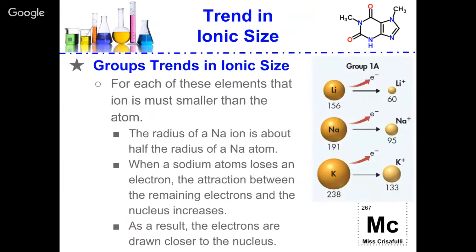So let's talk about group trends in ionic size. For each of these elements, the ion must be smaller than the atom. The radius of the Na ion is about half the radius of the Na atom. When the sodium atom loses an electron, the attraction between the remaining electrons and the nucleus increases. This is going to pull those outermost electrons in closer. Remember, when elements lose electrons, they end up having more positive things than negative things, so they're going to hold on to those negative things even more, pulling them in even closer.